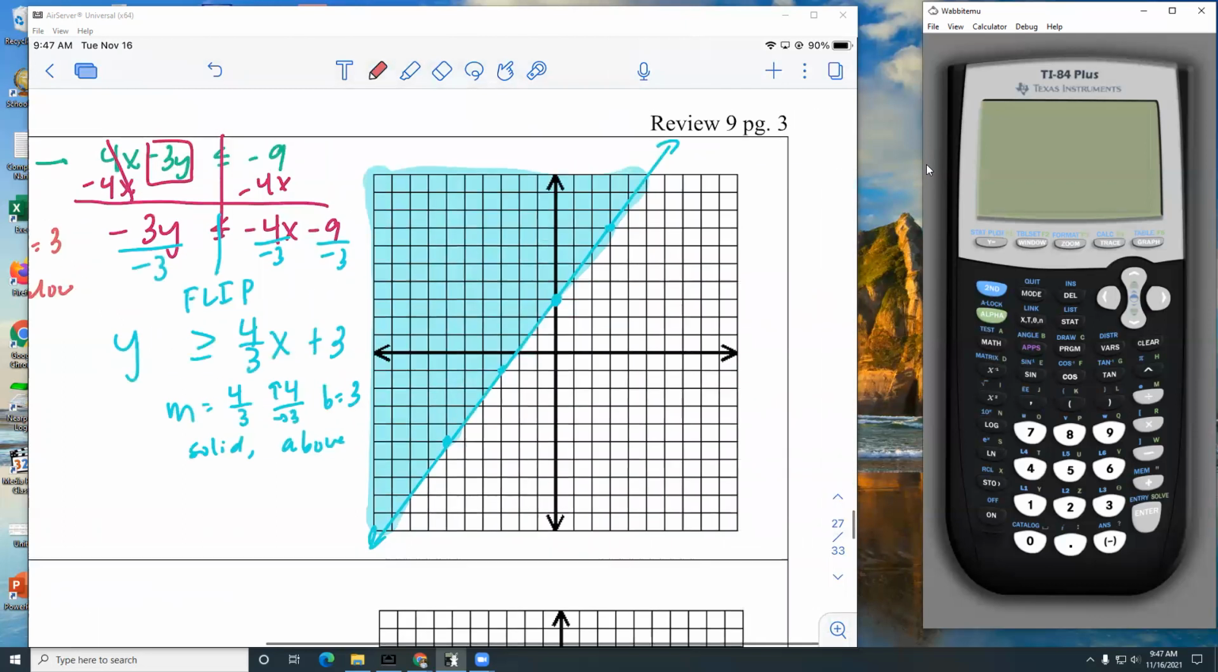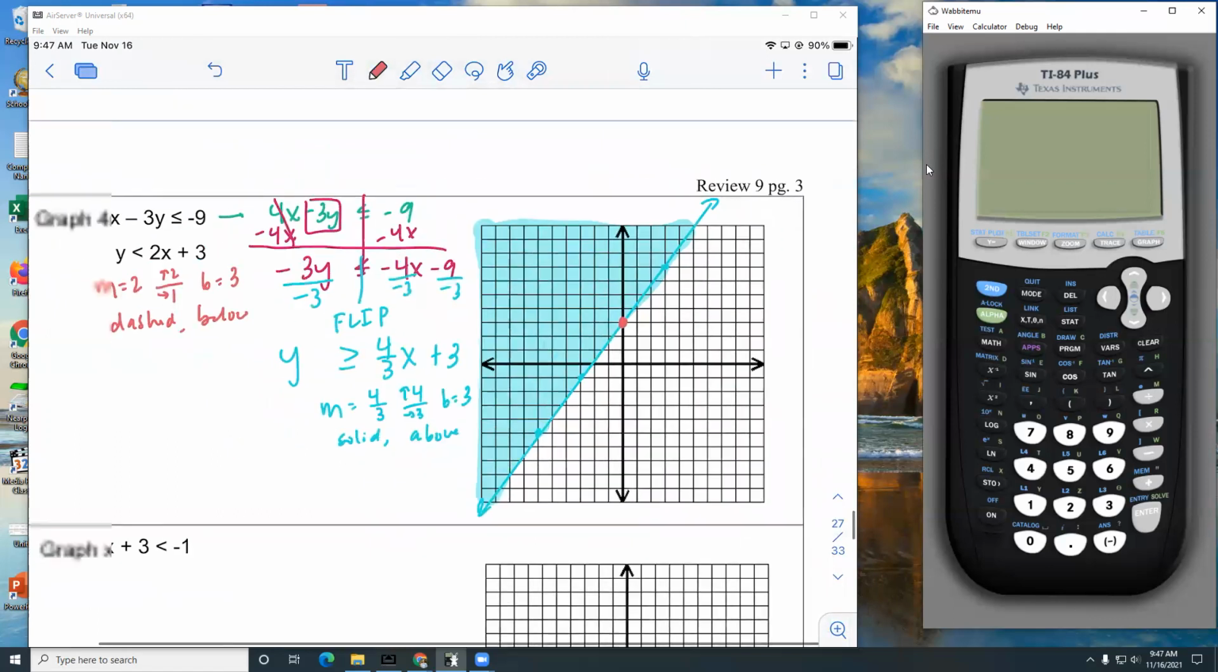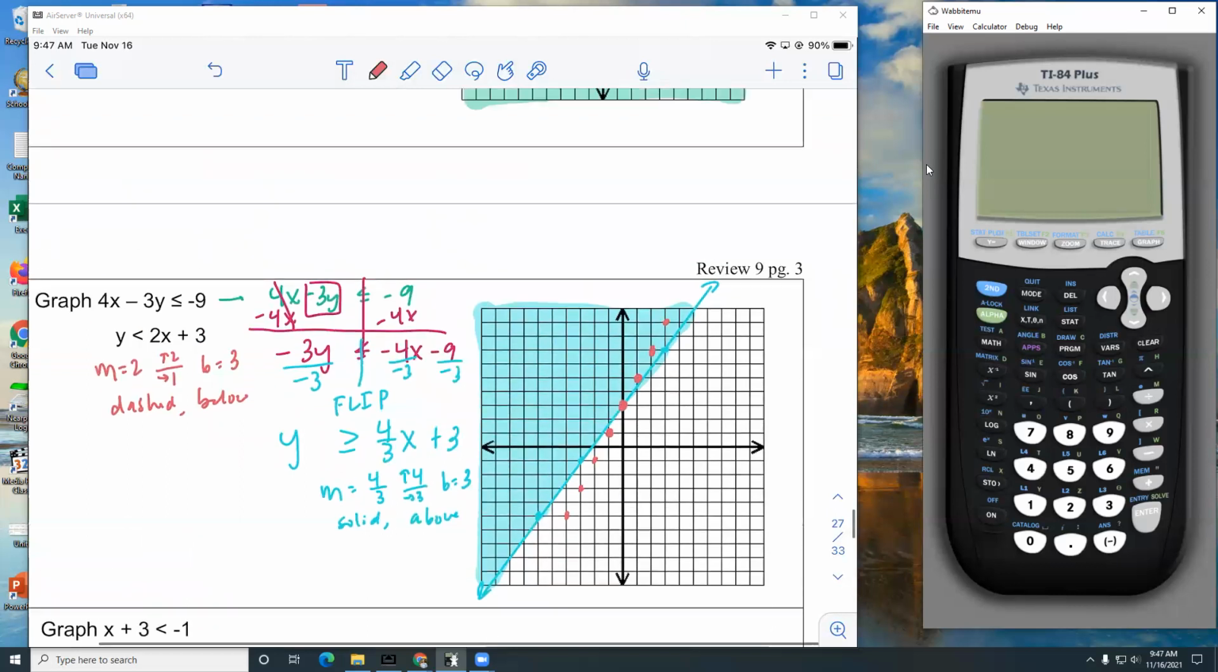So start at 3. Now I am going to go up 2, right 1, up 2, right 1, up 2, right 1. Now I can go down to the left 1. Dashed line. And I'm going to shade below, everywhere below my line.